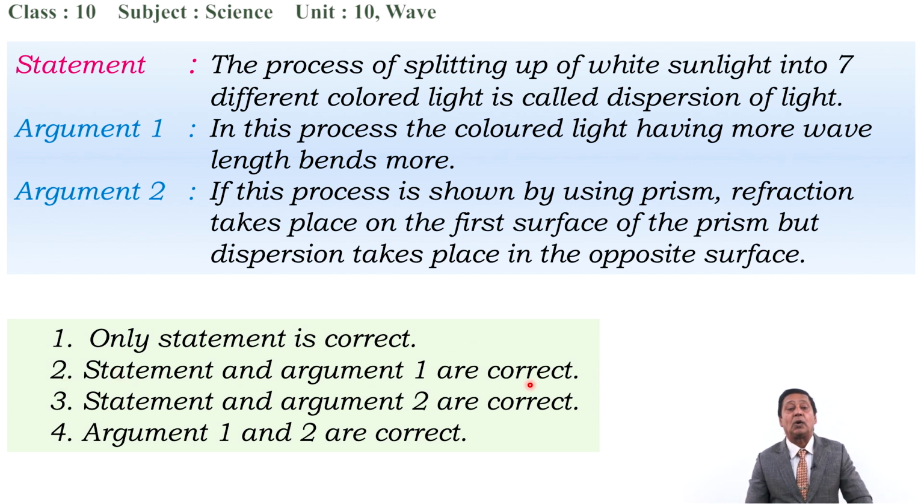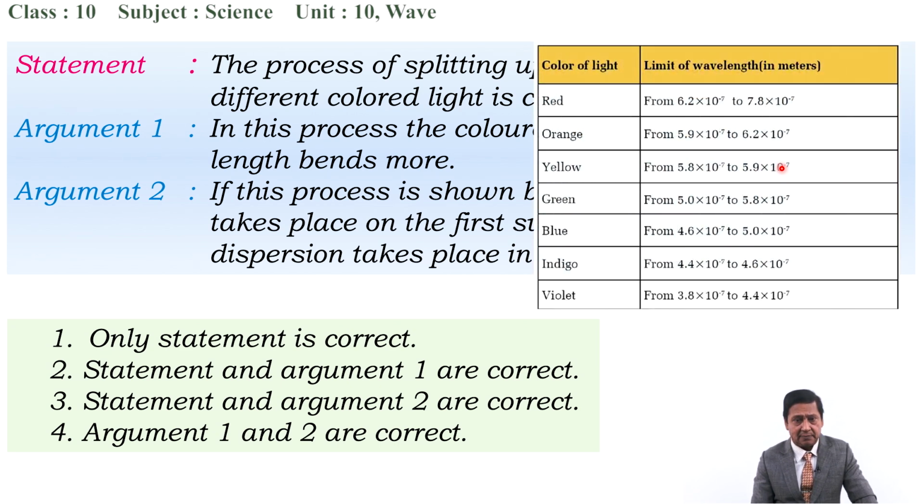Statement and argument 1 are correct. Statement is correct, we know. Is argument 1 correct or not? In this process, the colored light having more wavelength bends more. If a colored light has more wavelength, does it bend more? And look at this table again. The red colored light has longer wavelength than any other colored light. Its wavelength is more.